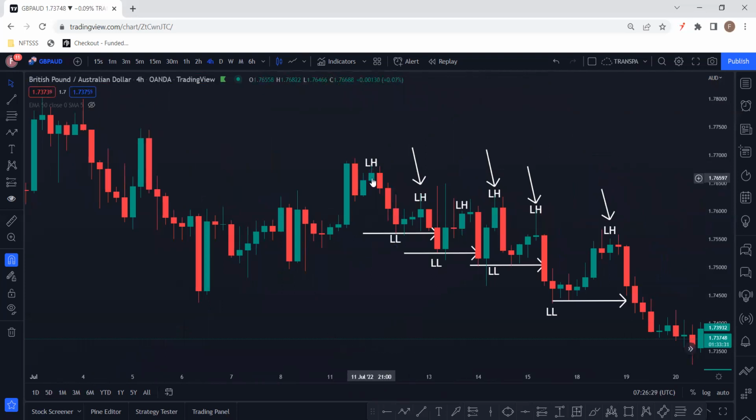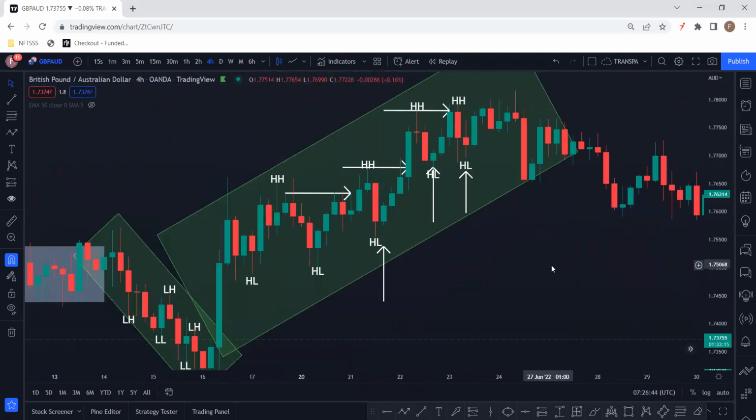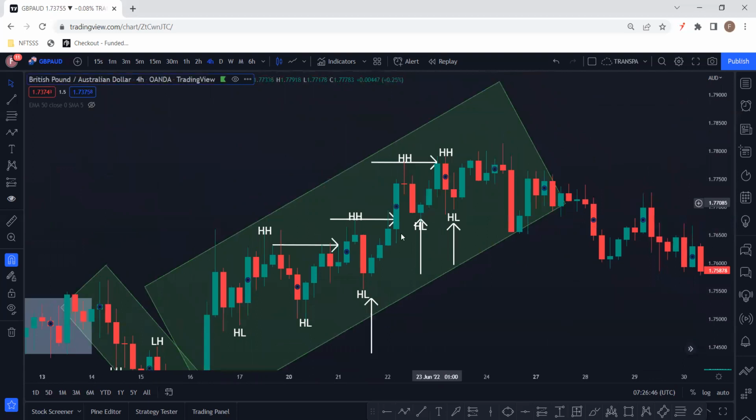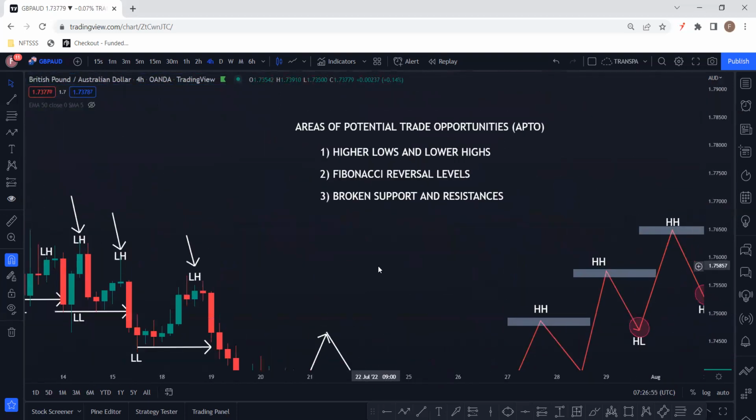That's criteria number one. Where do we buy and sell from? How to identify areas of potential trade opportunities. You want to sell from lower highs, and you want to buy from higher lows. But then what comes to mind is, how do you know when the pullback has ended? Well, we'll get into that in the next criteria. So the next criteria simply tells us Fibonacci reversal levels. Fibonacci reversal levels is the next criteria.